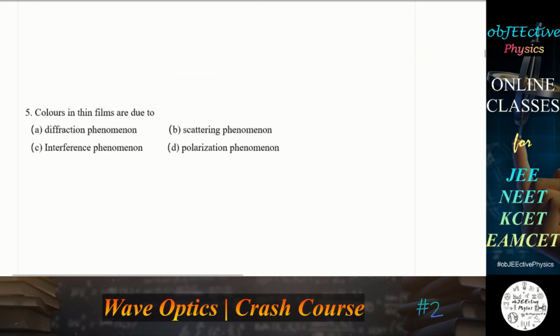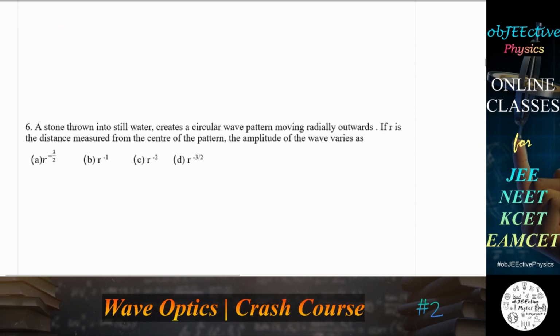Next question. Colors in thin films are due to interference phenomena. It is interference of light. Next question.